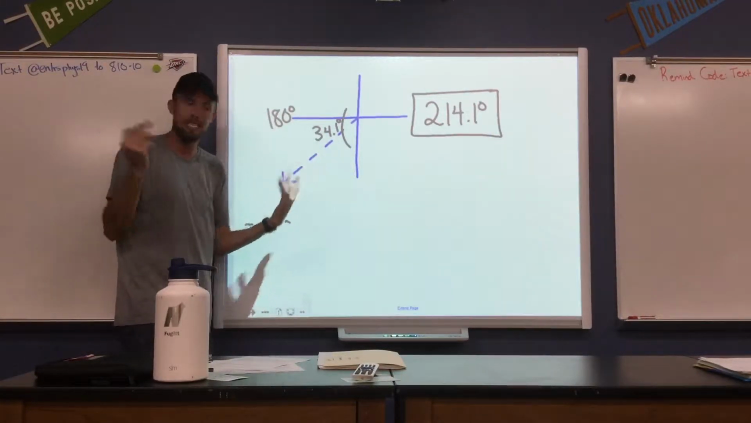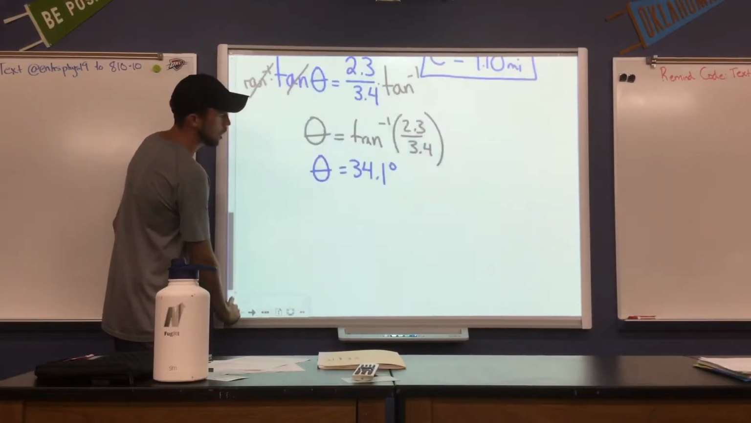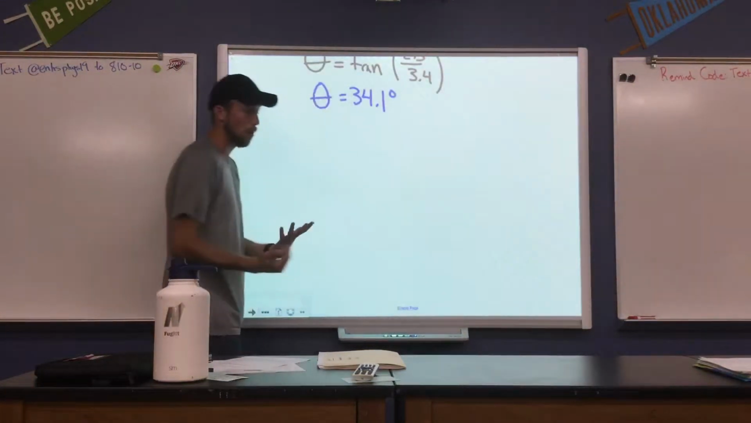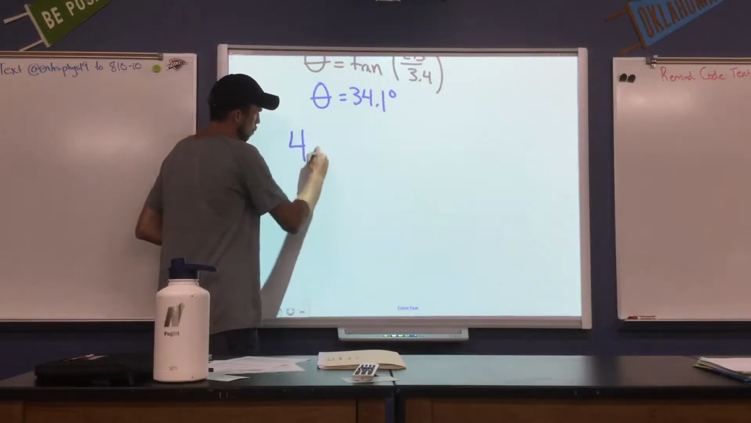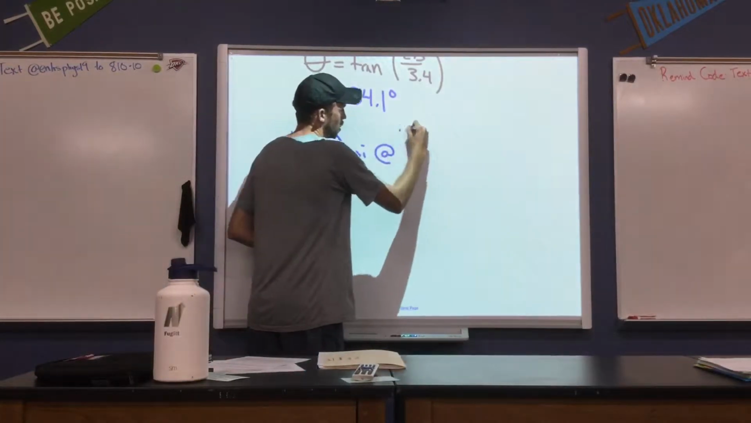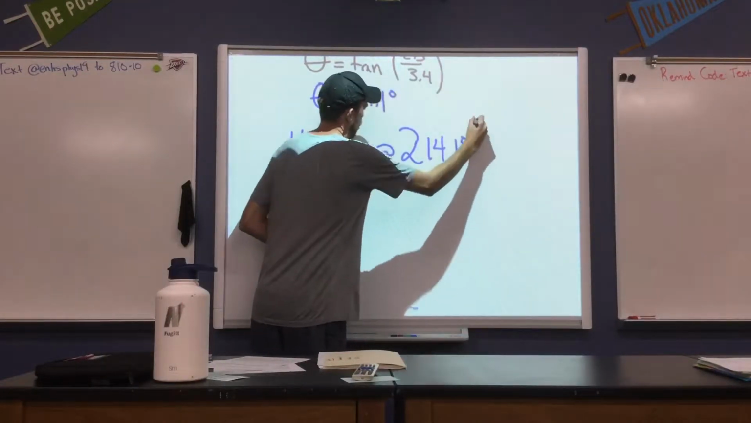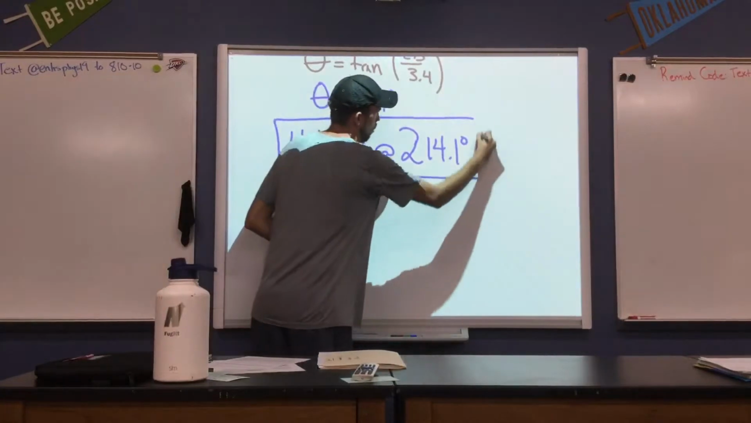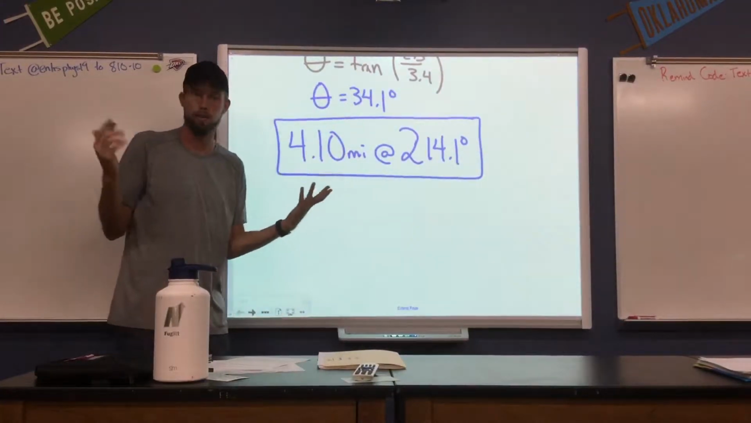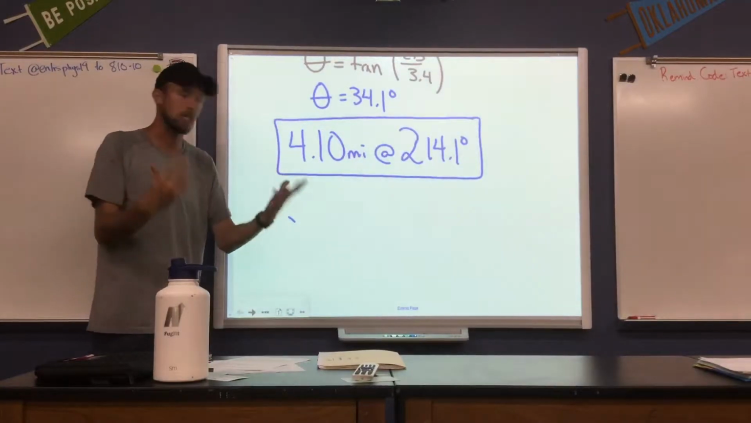which means I'm moving down to the left, or quadrant 3, southwest. So my final answer here for part C, the displacement from the cell tower all the way down to north, would be 4.10 miles at 214.1 degrees, which is the answer that we are looking for. So now we're going to use those same skills in solving the rest of our group problem.